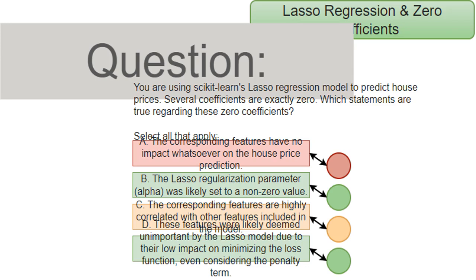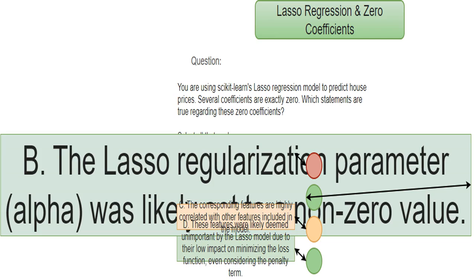Let's imagine you're using Lasso to predict house prices. Some features end up with a coefficient of zero. Now, the question is, what does this mean for those features and what does it tell us about the way Lasso operates? Absolutely. Lasso needs a non-zero alpha value to do its magic.